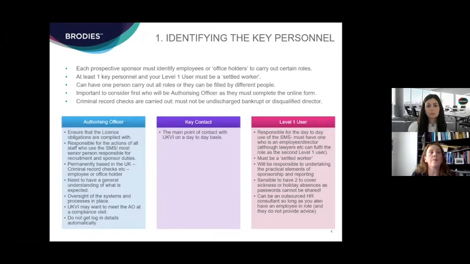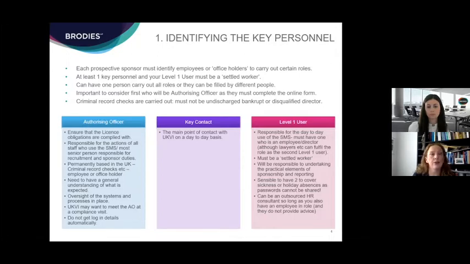You can have one person carry out all of the roles, and some organisations, especially smaller ones, find that easier. Then you don't need to put lots of different people's details into the application. But other organisations prefer to pick one person to be the authorising officer and then a different person perhaps to fulfil the role of level 1 user. But it is possible for one person to hold all of those roles.